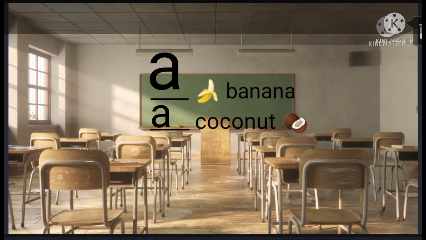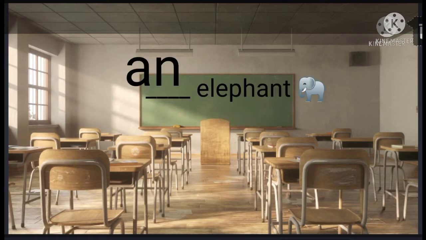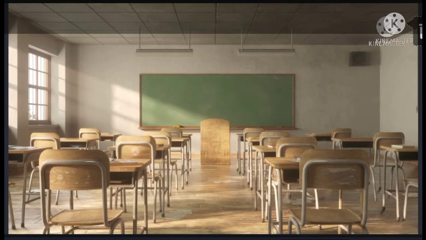Next, dash elephant. So an elephant, because we have learned vowels A, E, I, O, U. Once the word starts with this, then we write what? We write an. Okay? Now we will move to our handwriting book. Let's go.